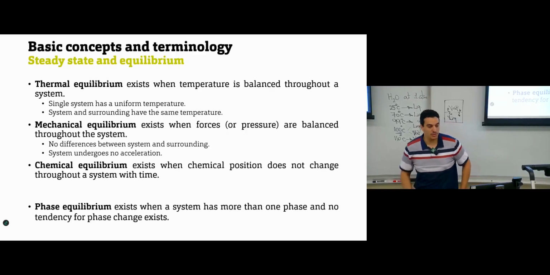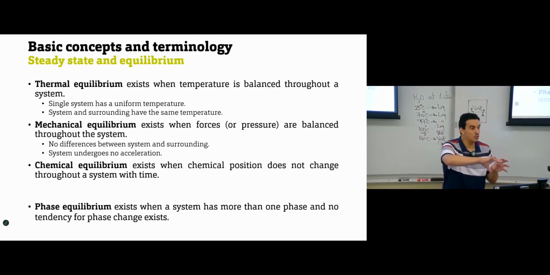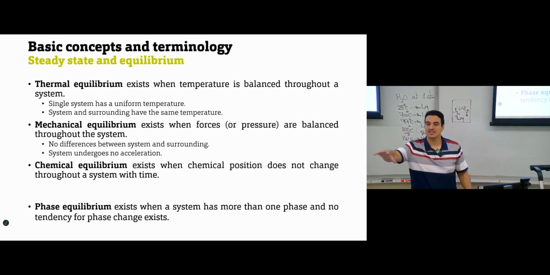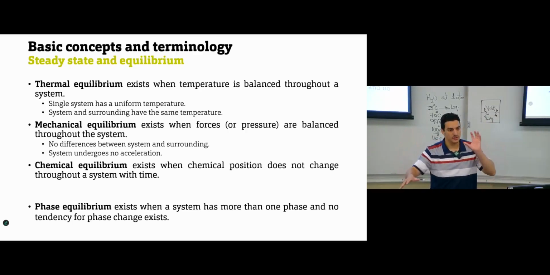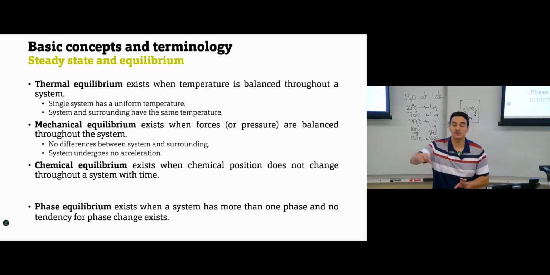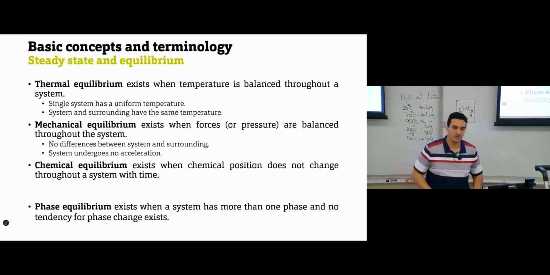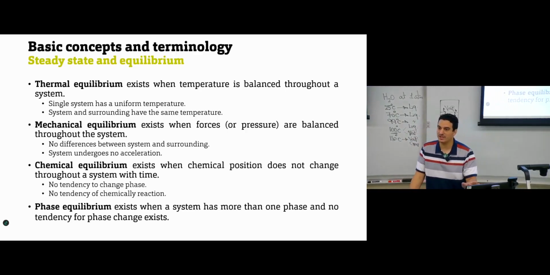Mechanical equilibrium exists if you have no difference in the forces or pressures between the system and its surroundings, or if you have a system moving but not accelerating, so it moves with the same velocity. This means the pressure that is forcing it and the pressure that is resisting are cancelling their effects. So it moves with the same velocity, with no acceleration or deceleration. Chemical equilibrium exists if you don't have any tendency to phase change, if we don't have chemical reactions.